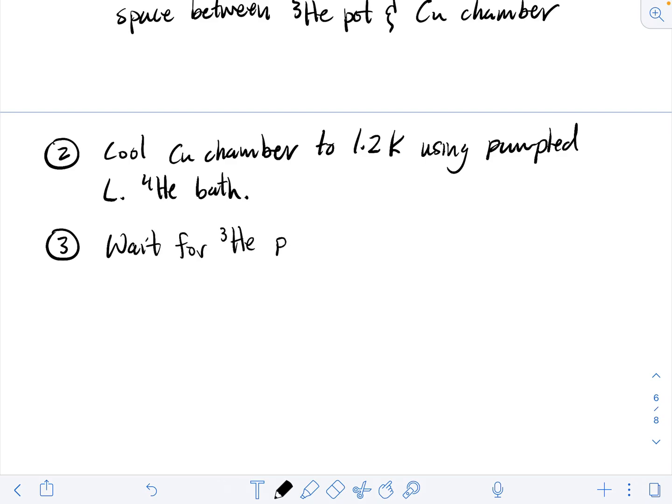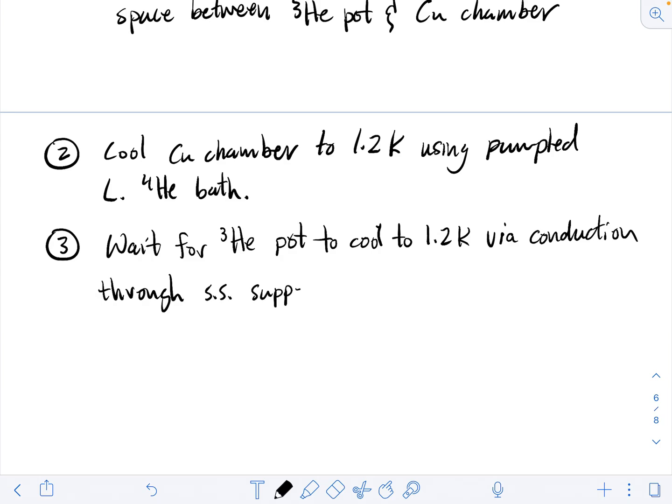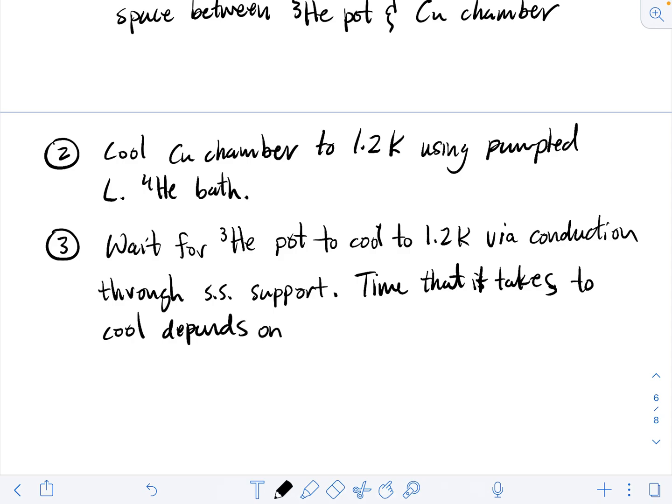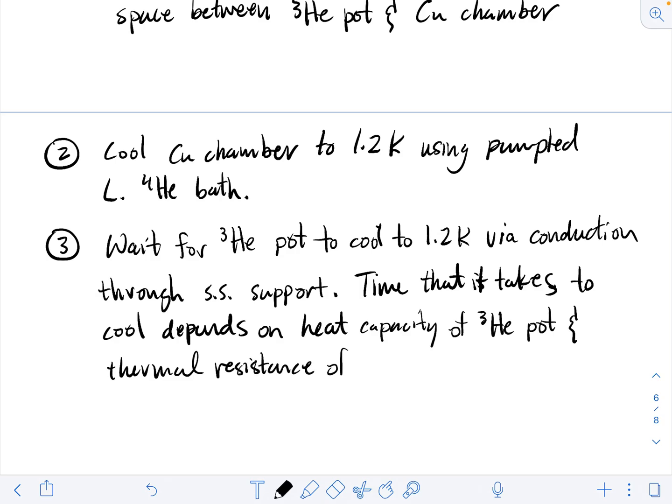Okay, so we wait for the helium-3 pot to cool to 1.2 Kelvin via conduction through the stainless steel support. Okay, the time that it takes to cool is going to depend on the heat capacity of the helium-3 pot, and the thermal resistance of the stainless steel support.